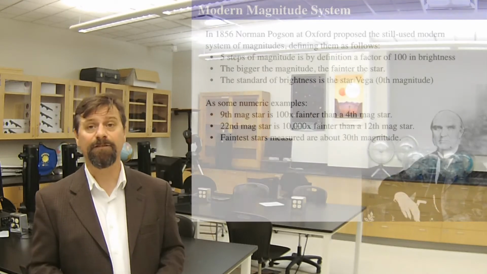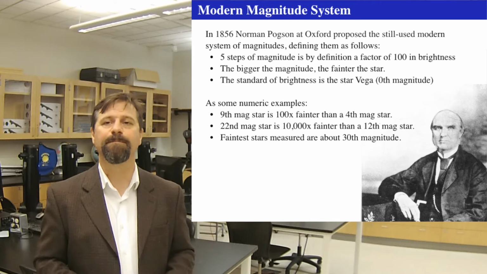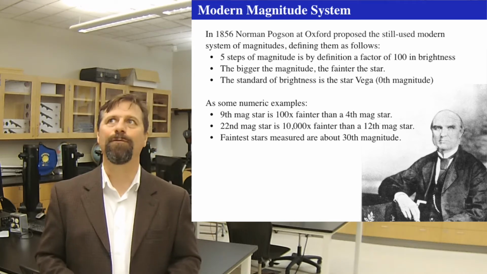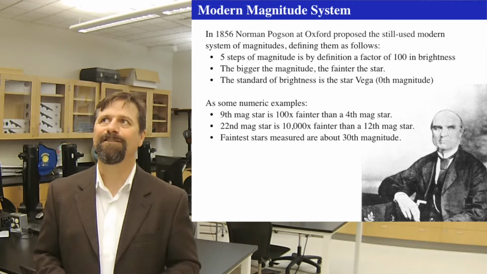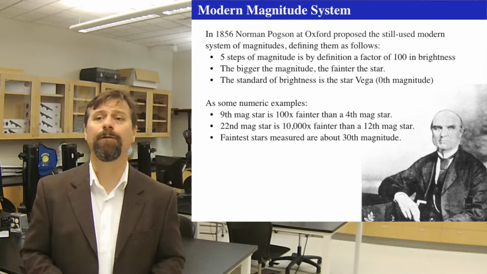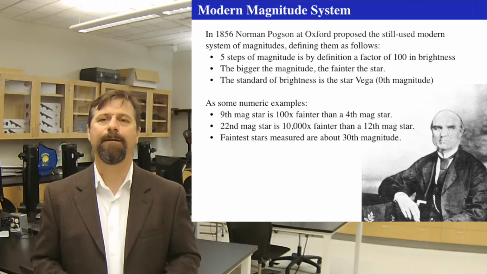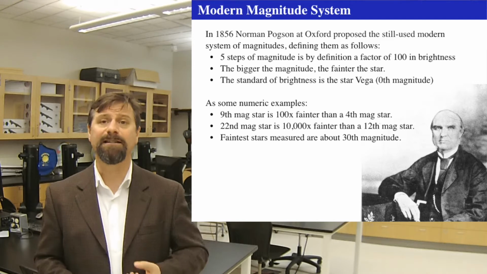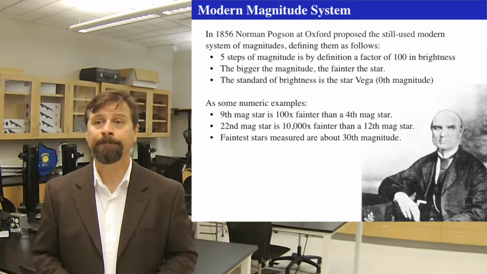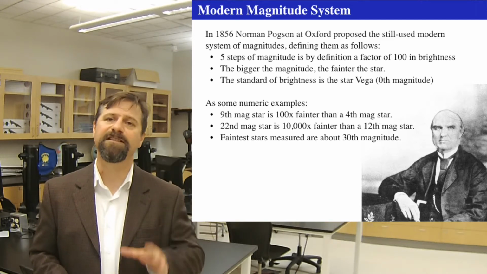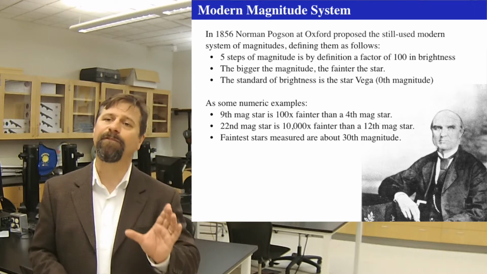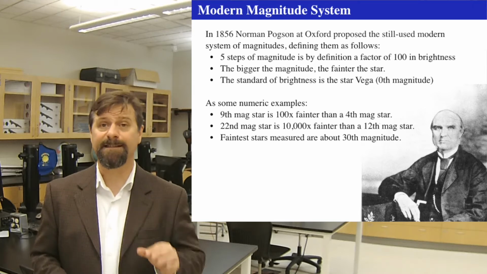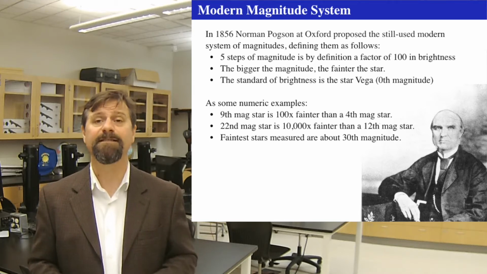Now, the modern magnitude system was developed in 1856 by Norman Pogson. Norman Pogson at Oxford went to India, I believe he was from India originally, and he developed what we call the modern system of magnitudes. And he codified this ancient idea of Hipparchus into a separate set of definitions. He said, well, every 5 magnitudes is a factor of 100 in brightness.